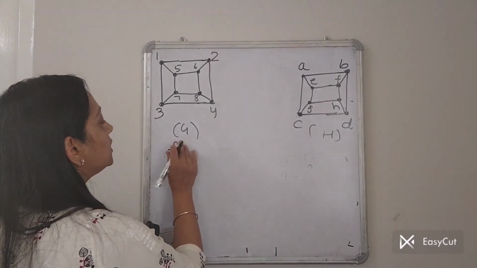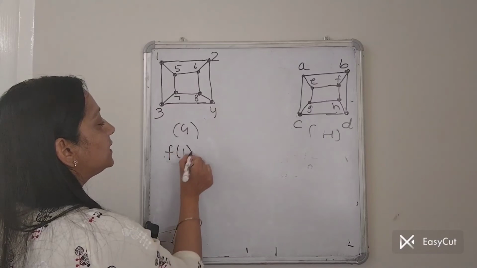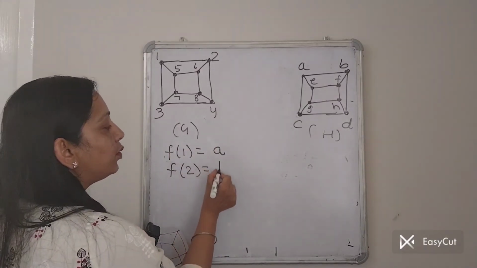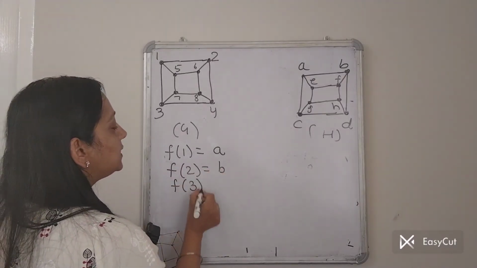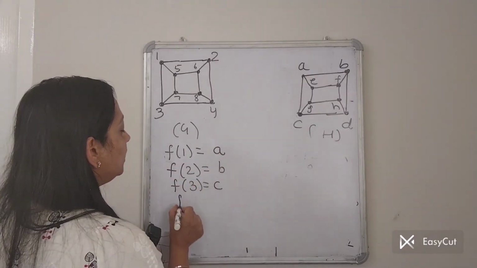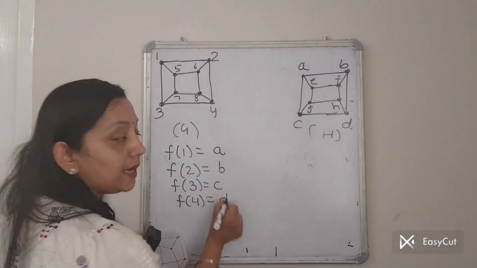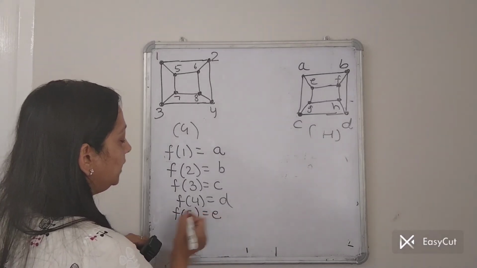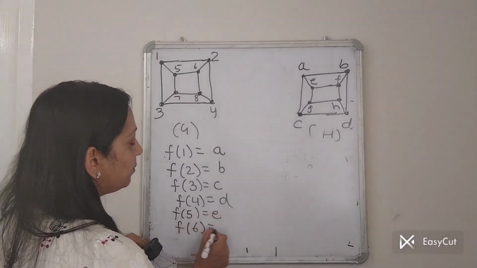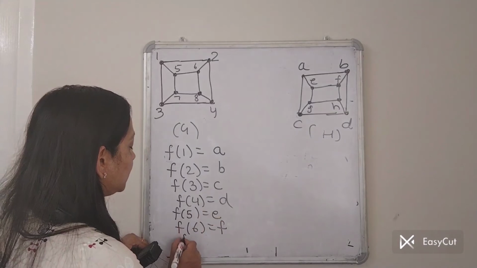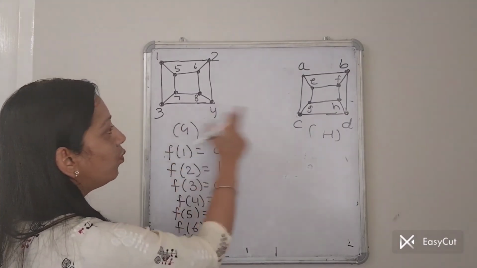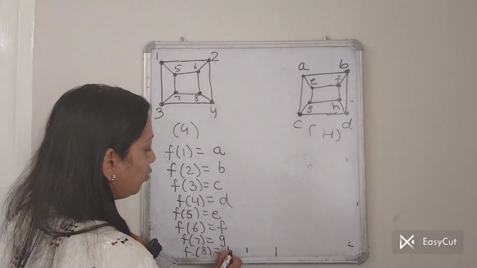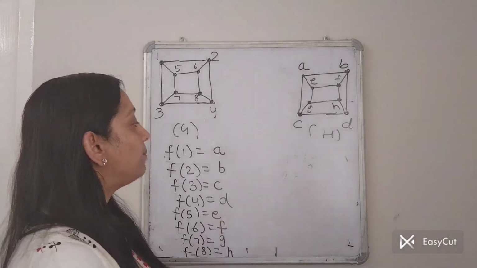So write the first vertex. The first vertex can be mapped onto vertex A. Then the second vertex can be mapped onto vertex B. The third vertex can be mapped onto vertex C. The fourth vertex can be mapped onto vertex D. Now, the fifth vertex can be mapped onto vertex E. The sixth vertex can be mapped onto vertex F. The seventh vertex can be mapped onto vertex G. And the eighth vertex can be mapped onto vertex H. Alright, now mapping has also been done.